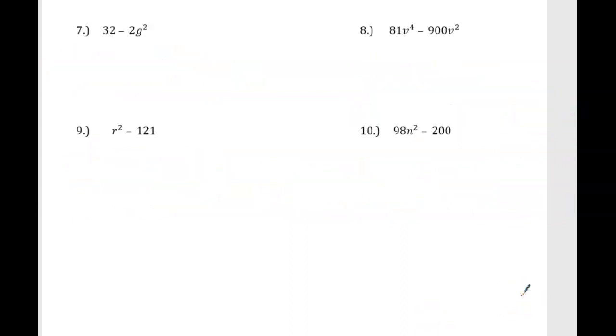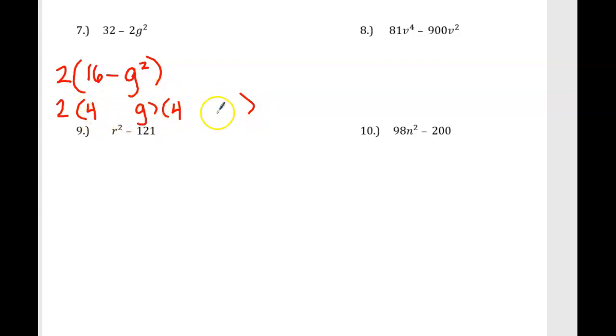All right, number 7, we're going to start by factoring out a 2. We have 16 minus g squared, but what's left in the parentheses is actually the difference of perfect squares. So 16, the square root is 4, and g squared, the square root is g. Again, we do plus or minus to eliminate that middle term.